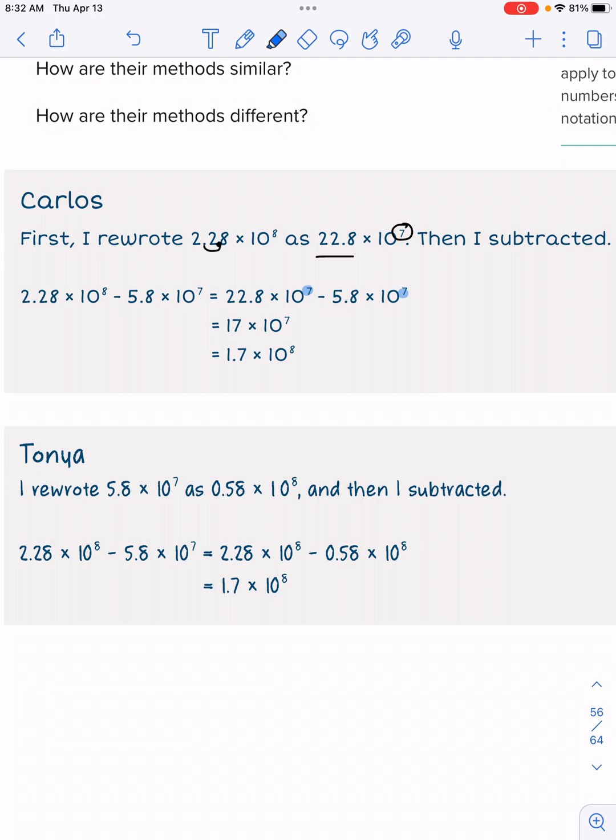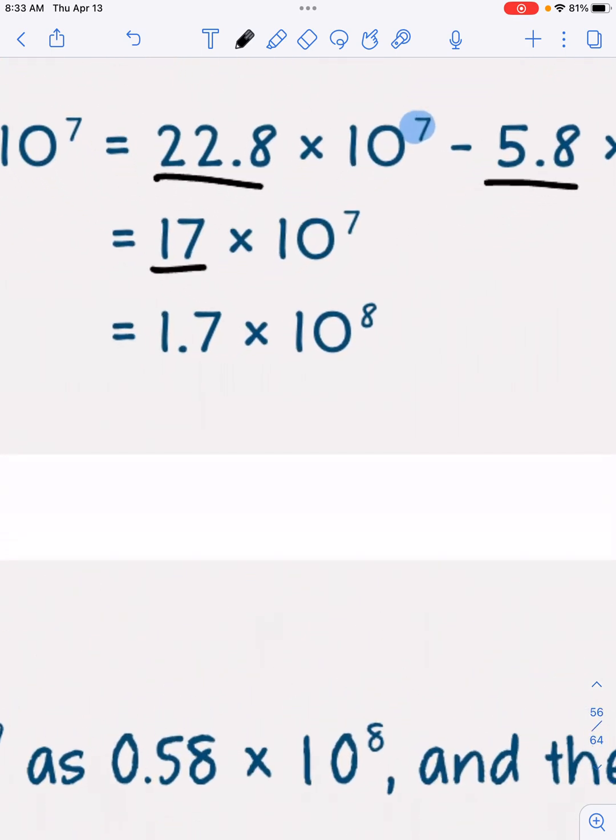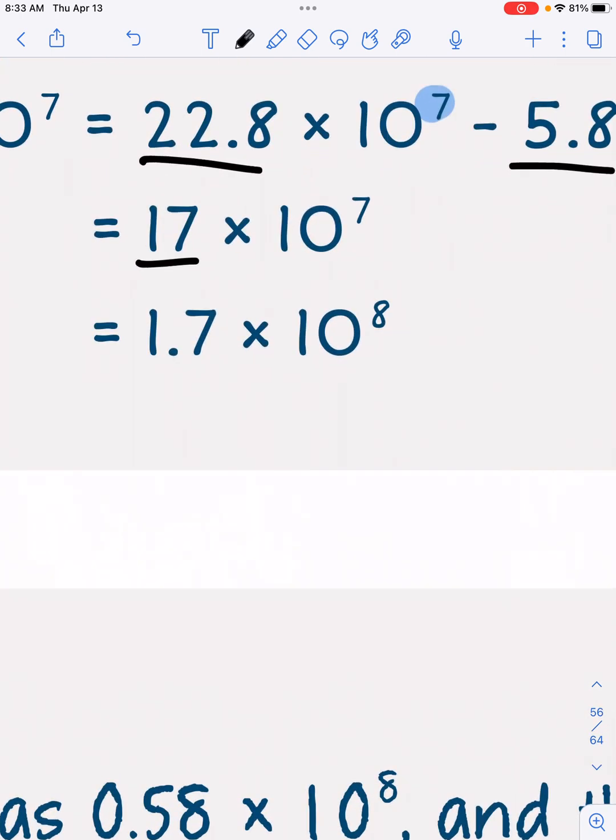So when you have the same characteristic, then you can subtract the mantissa. So 22.8 minus 5.8, we're going to get 17. Now notice how 17 is not in between 1 and 10. So we have to move that decimal point back again, and we have to add this 1 to the 7 to make it an 8 right here.